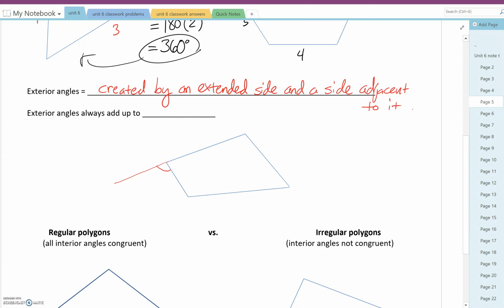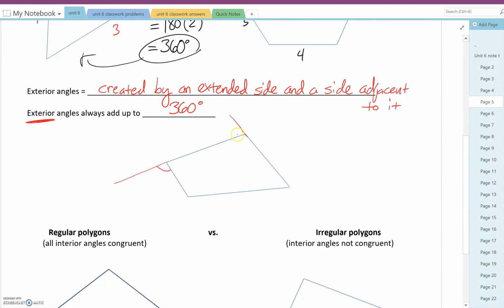What I want you to get out of your heads right away is that an exterior angle is not this whole thing, right? An exterior angle is not from one side to the next side on the outside. You have to extend a side out and then measure the angle between that extended side and the side next to it. Okay. One lucky thing about exterior angles is that no matter what shape you have, no matter if it has 4 sides or 100 sides, the exterior angles, this only works for exterior angles, they always add up to 360 degrees.